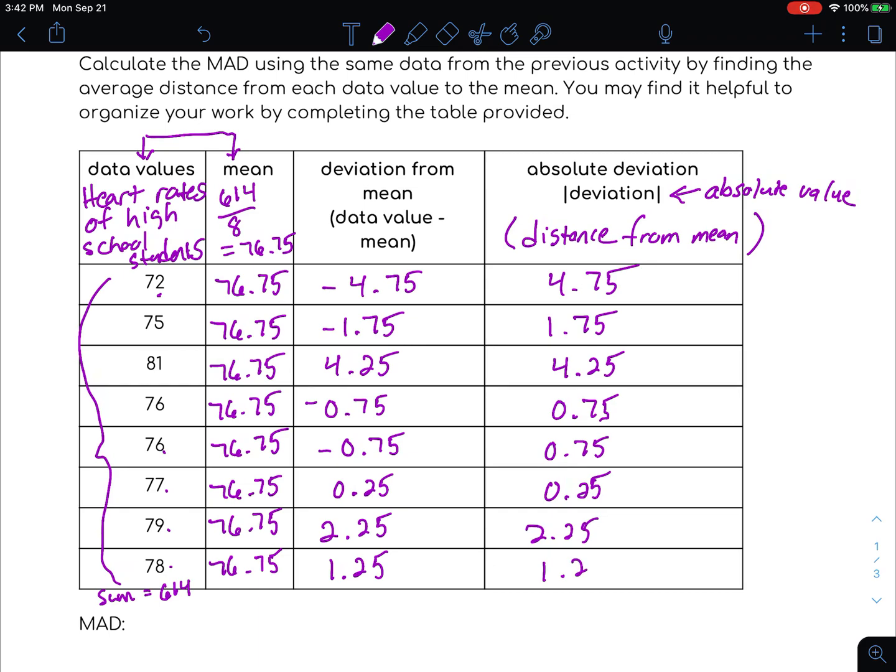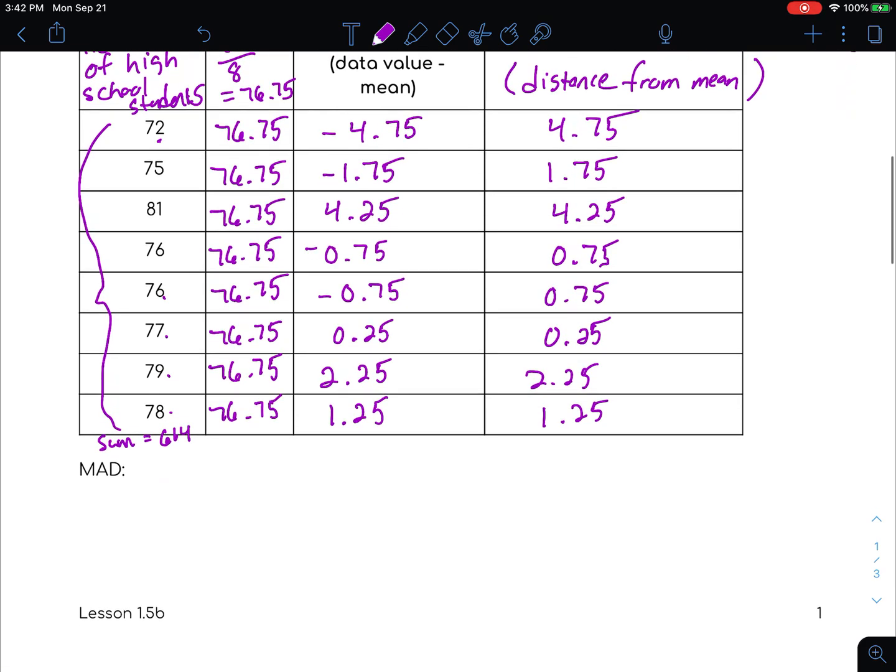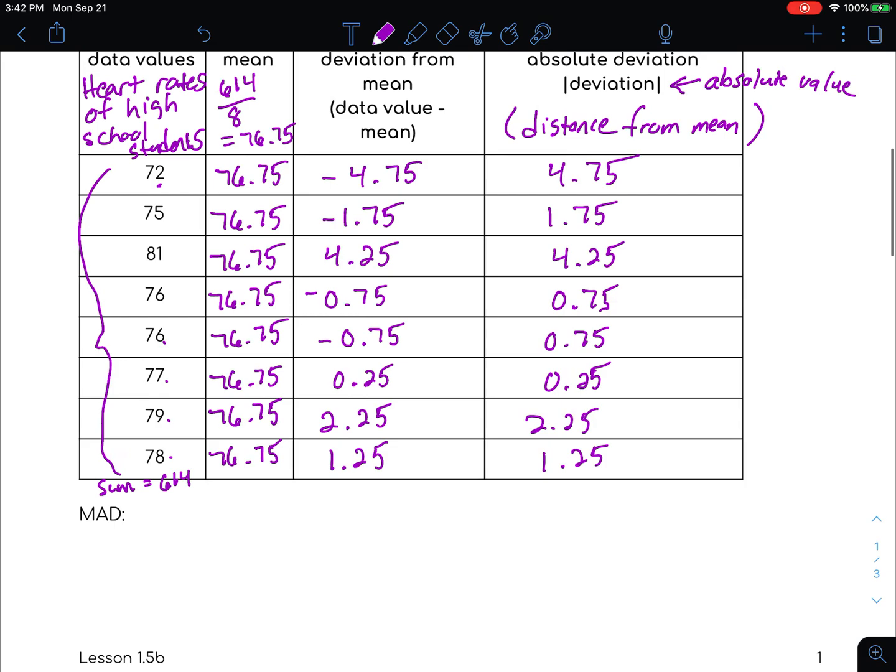And again, if they're already positives, we keep them there. All right, and now we're going to take the average of this list. So the average distance away from the mean. We're going to sum these up. We're going to add them together. And if you do that, well, that was kind of fun.